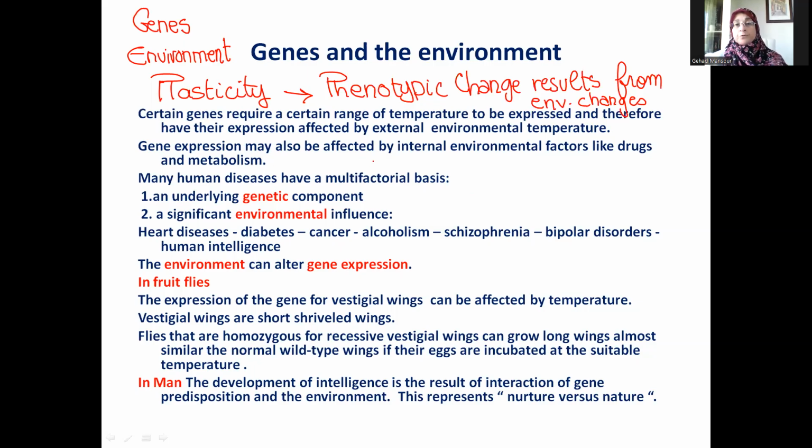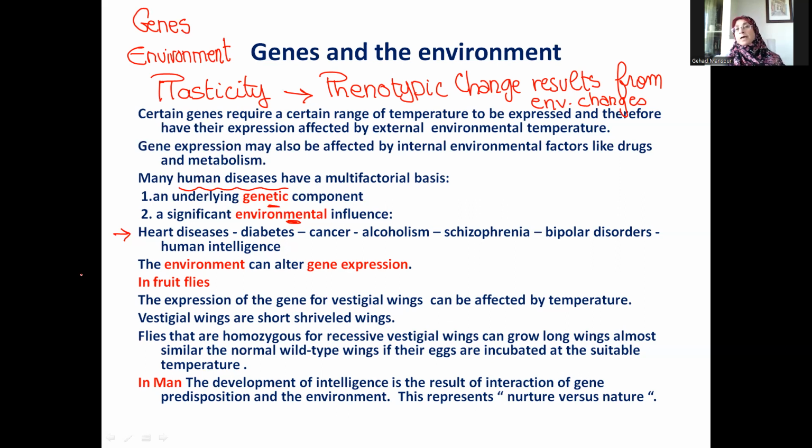And furthermore, we are going to study certain human diseases that are due to not only a genetic component, but also environmental influences. For example, if you talk about heart diseases, you might be genetically predisposed to a heart disease, having the genes that might result in coronary artery disease, but you are on a healthy diet and you exercise regularly, so you don't get the disease.